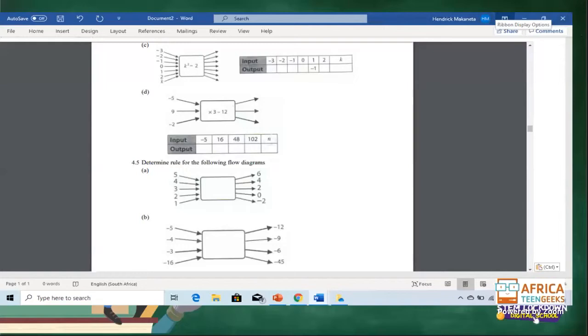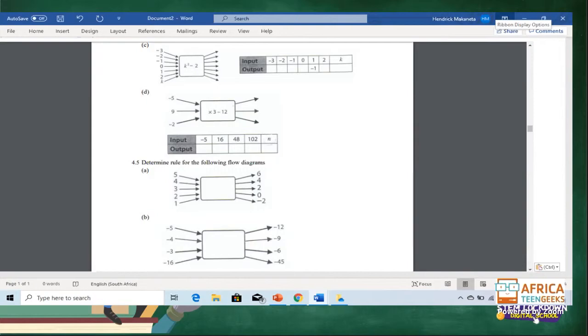Okay, the rule is 4. Because when you work it out in the first input, it says 2, you work it out as 2 times 5 equals 10, then minus 4 equals 6. Okay. Yes, so the rule is 4.